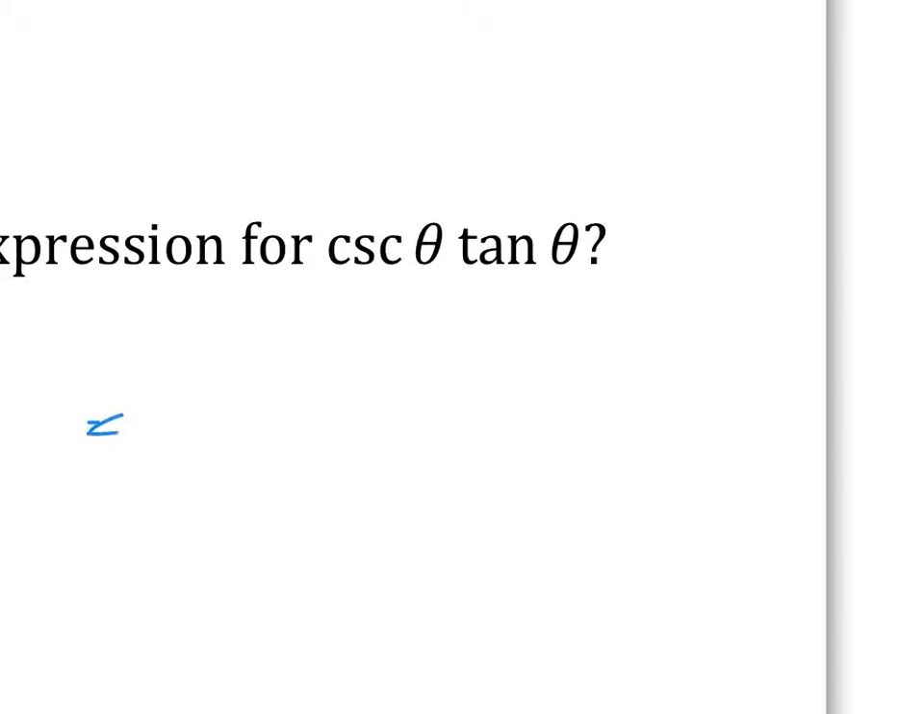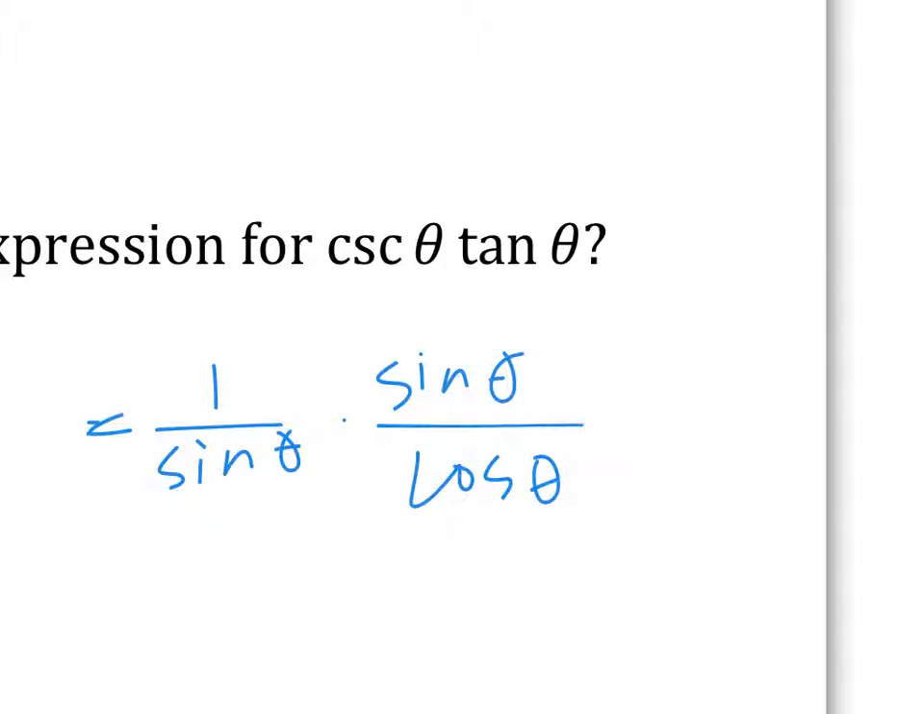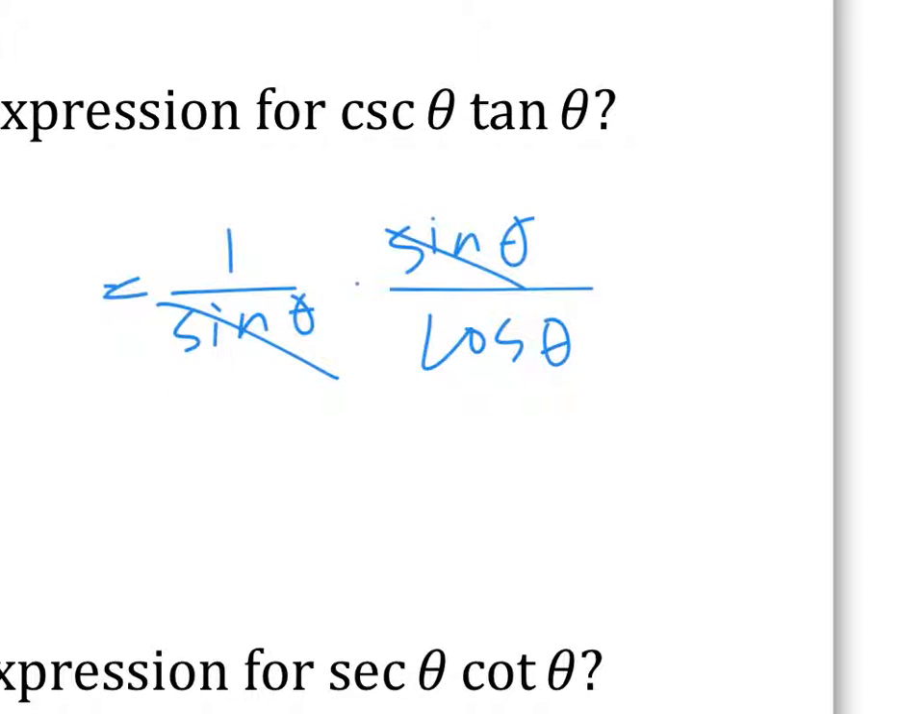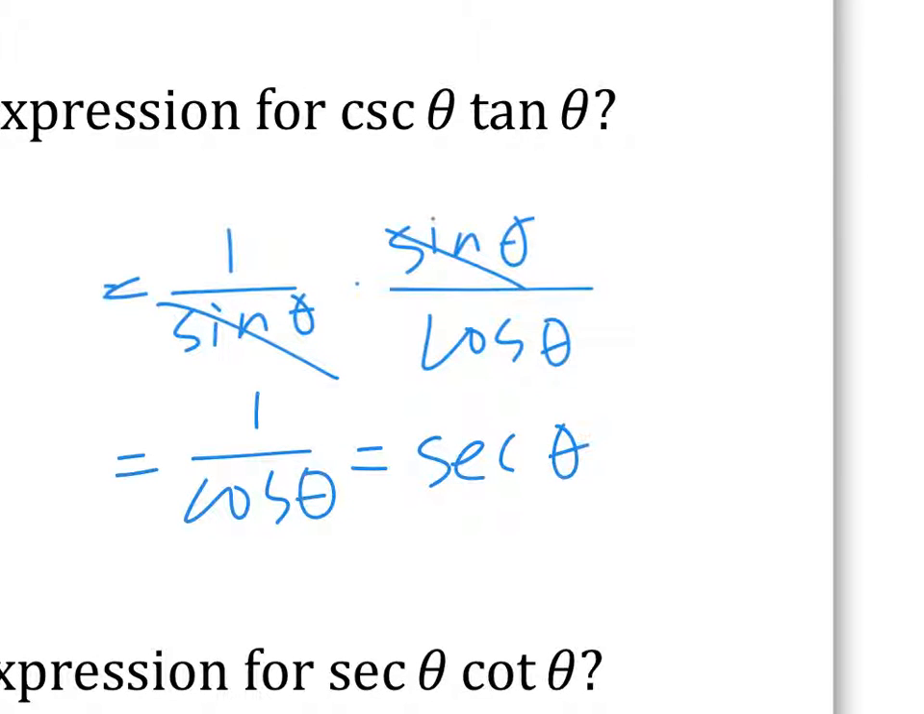So 1 over sine times sine over cosine. All right, at this point, it's very simple. You can probably see what's going to happen. Sine's going to cancel. So you're left with 1 over cosine. And then 1 over cosine is what? Secant. Okay, so then you're done.